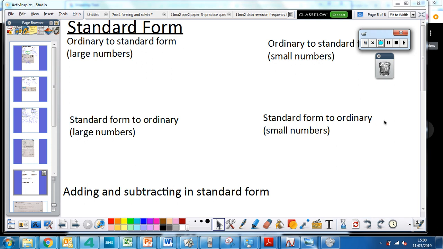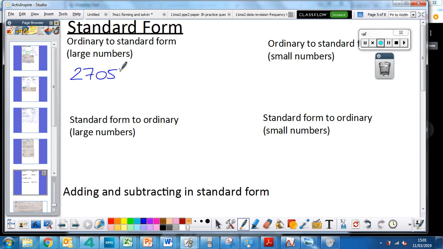Going from an ordinary number to standard form when the number is a very large number. I'm talking about a number like that. A really big number, the sort of numbers that we use when we're measuring things in science, like the distances between planets, for example. Really big numbers. Or perhaps it's money that someone's making, or it's number of records that are sold. You know, really big numbers that people come up with in business or in science usually.